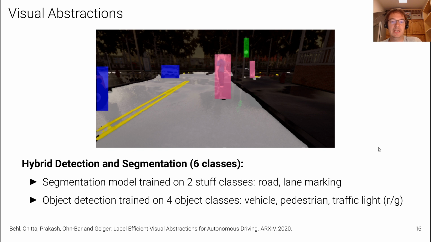And finally, we consider a hybrid visual representation for which training data is even easier to acquire. This hybrid representation considers only 2 stuff semantic classes, road and lane marking, and in addition considers the 4 object classes only in terms of their bounding boxes, which can be retrieved using 2D detectors. So we obtain 2D detections for vehicles, pedestrians, and red and green traffic lights. Annotating these bounding boxes is of course easier than annotating the precise boundary of the objects. So it decreases the annotation effort. And what we're interested in is, well, does it still lead to plausible policy outcomes?